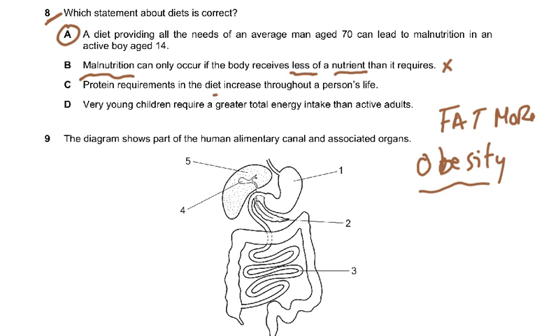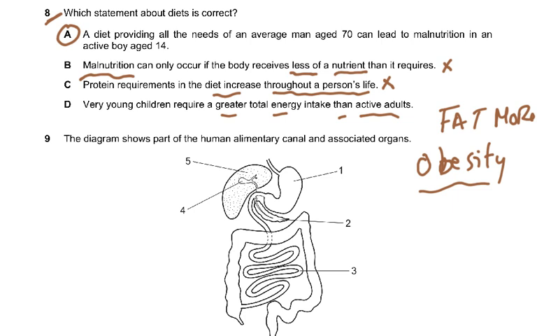Protein requirements in the diet increase throughout a person's life. No, they don't increase. They change with time. For instance, if you're suffering from a disease, you need a little more protein. If you're growing, you need protein. But if you have some chronic disease, then you need protein, but it doesn't increase throughout a person's life. Then: very young children require a greater total energy intake than active adults.